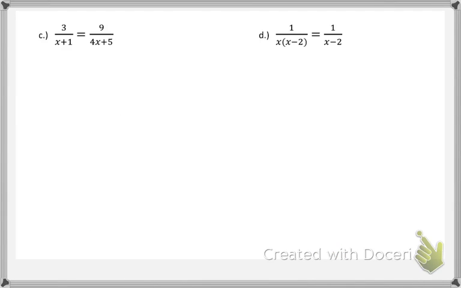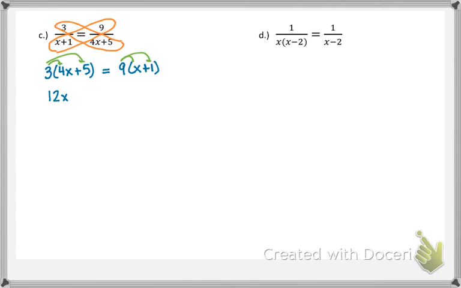Let's look at another one. Very similar, one fraction on each side. We're going to go ahead and cross multiply. Again, it doesn't matter when you're cross multiplying which one you do first. So I'm going to do 3 times 4x plus 5, remembering to distribute, so I put the parentheses there to remind myself, and 9 times x plus 1. And then we distribute. So 12x plus 15 equals 9x plus 9.